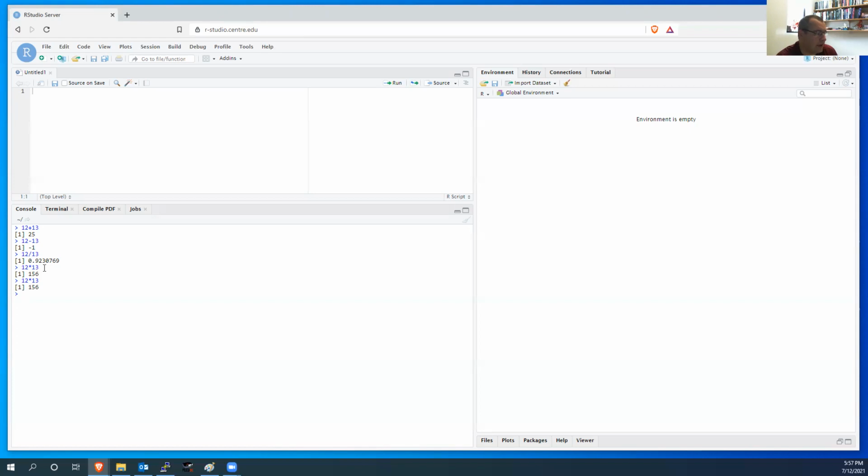If you want to rerun a command, or if you typed it wrong and you want to fix it, it's nice to know that you can just hit the up arrow to go back to the previous command that you entered. And then you could change it to, oh, I really wanted 12 times 13 and a half. And it'll do that operation for you. So that lets you fix typos really quickly in RStudio.